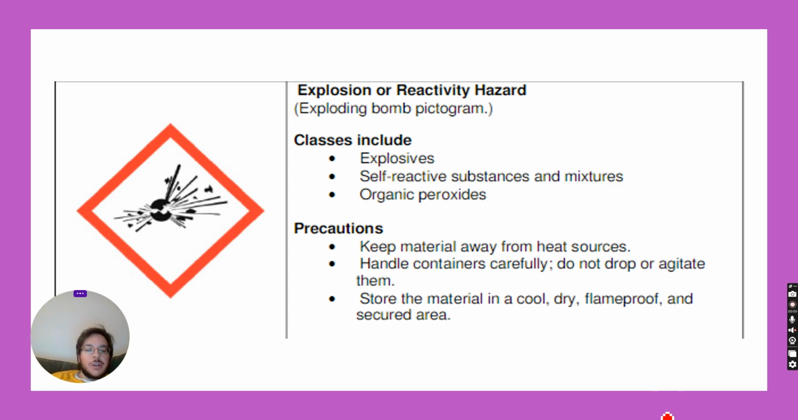Okay, so we're going to take a look at the physical hazards. And the first hazard looks like a bomb, because that's what it is. So, an explosion or reactivity hazard. That can include explosives, reactive substances, and organic peroxides.